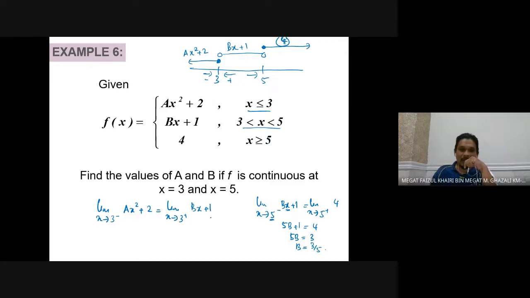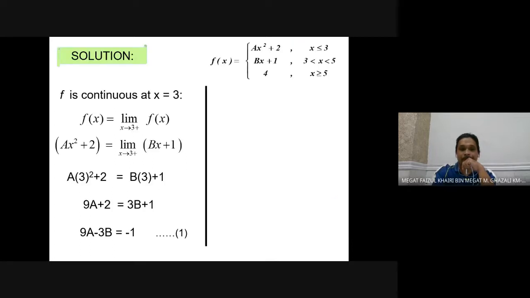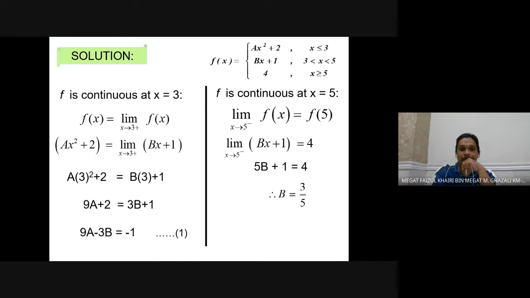So when b is 3 over 5, substitute here with 3 over 5. Okay. Substitute x with 3 here. 3 squared equal to 9. 9a plus 2 equal to 3 times 3 over 5, 9 over 5 plus 1. Then find out what is the value of a here. Okay, there you go.